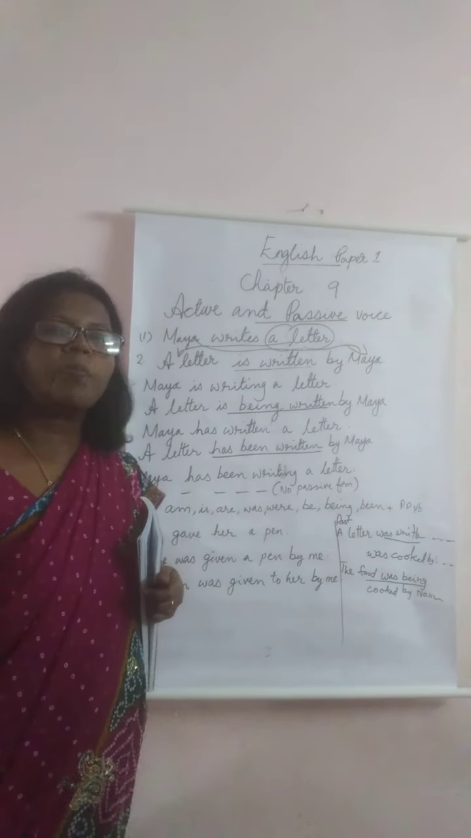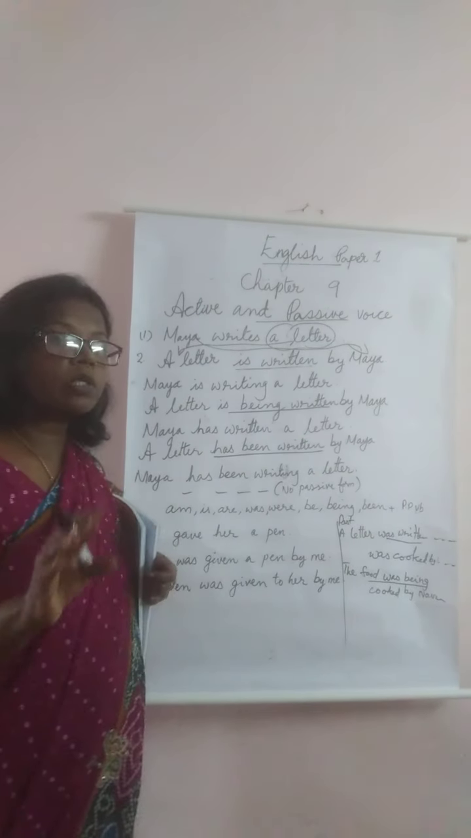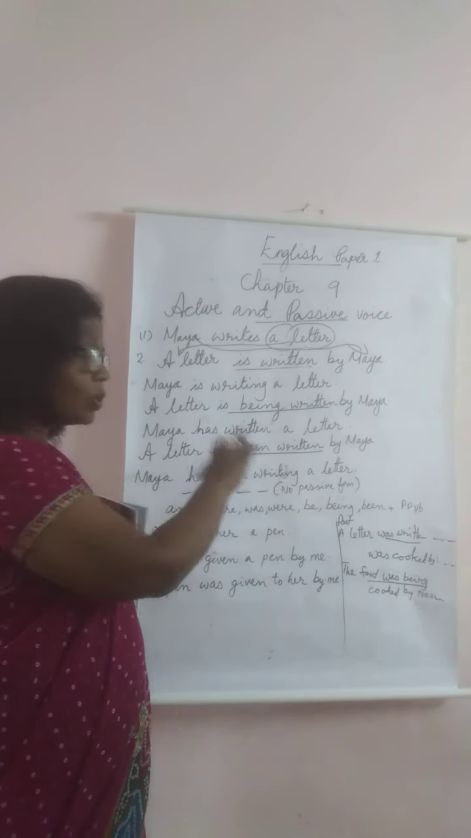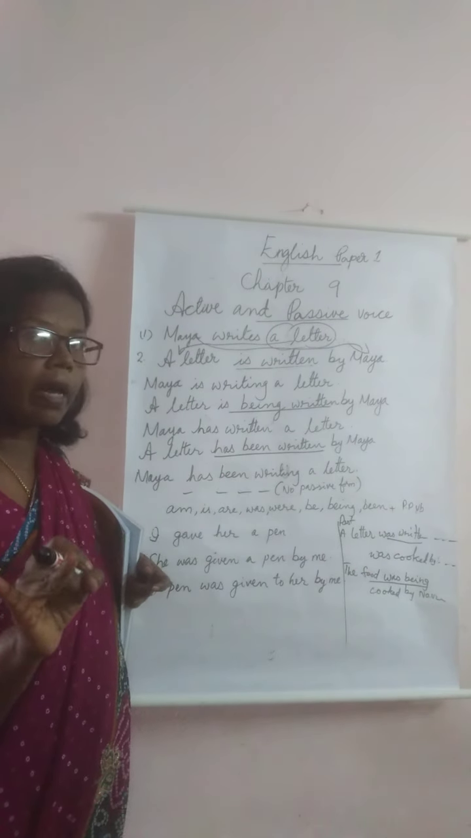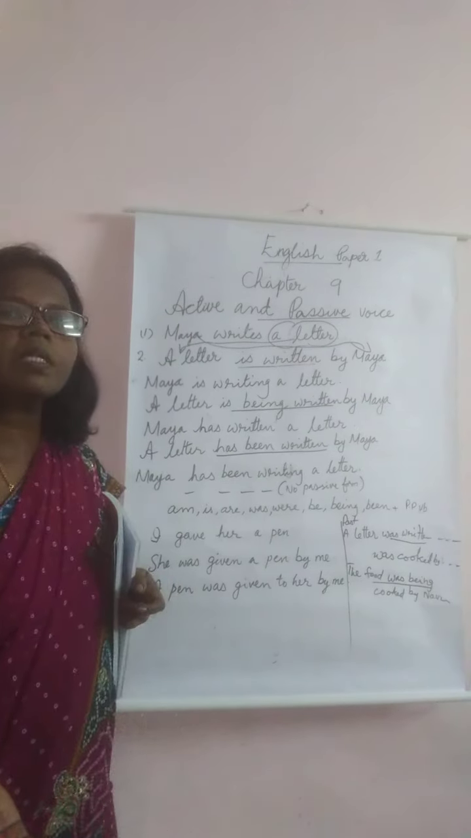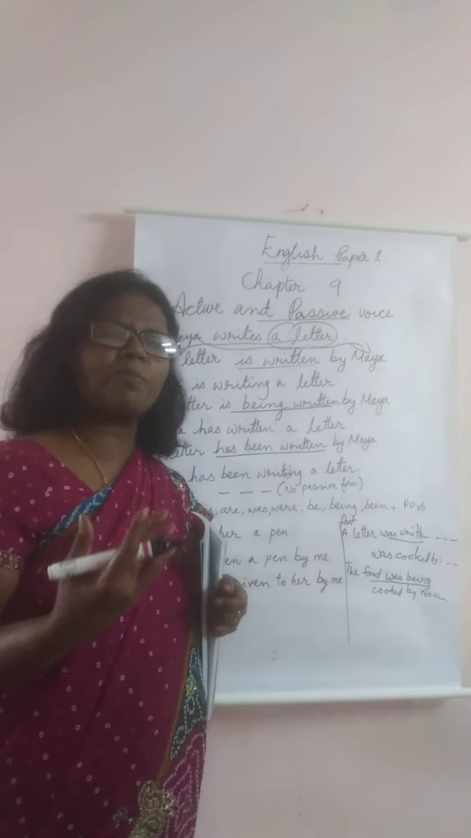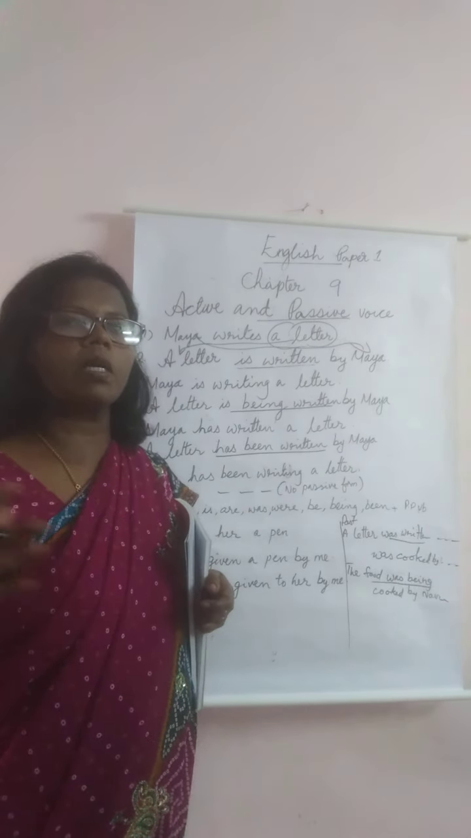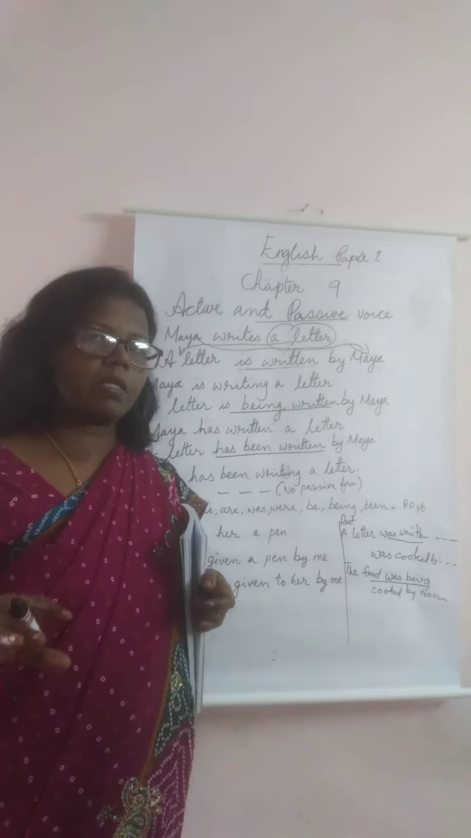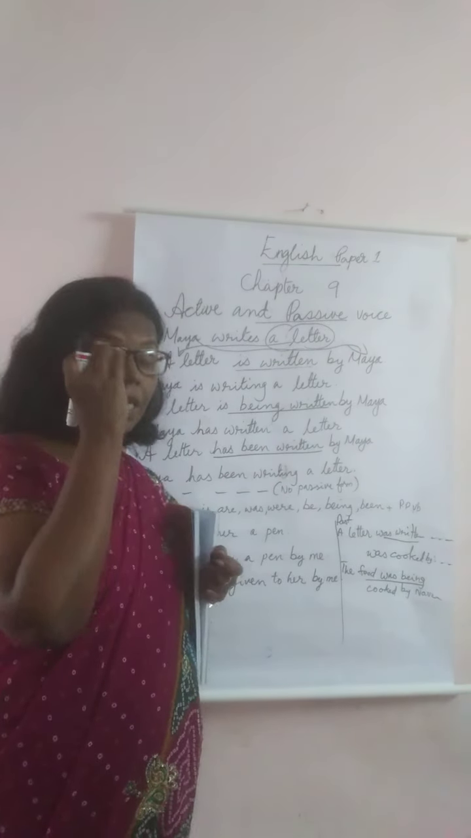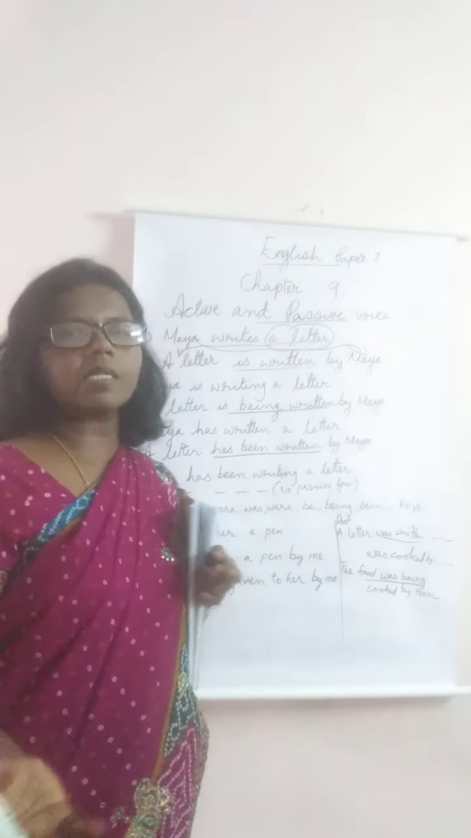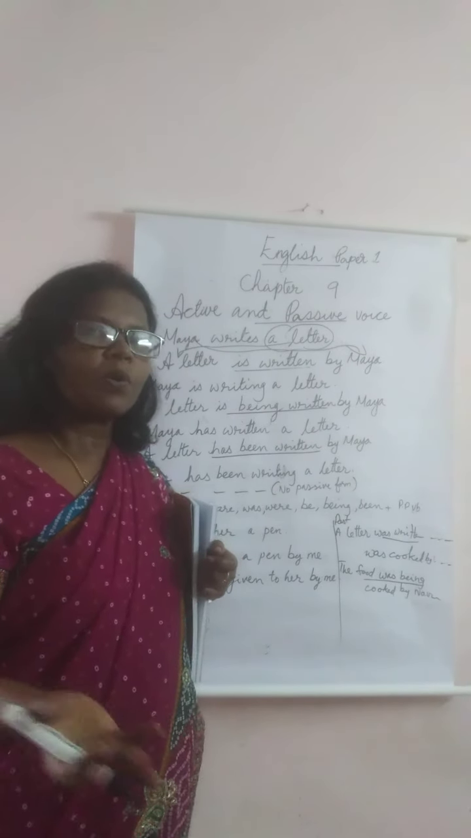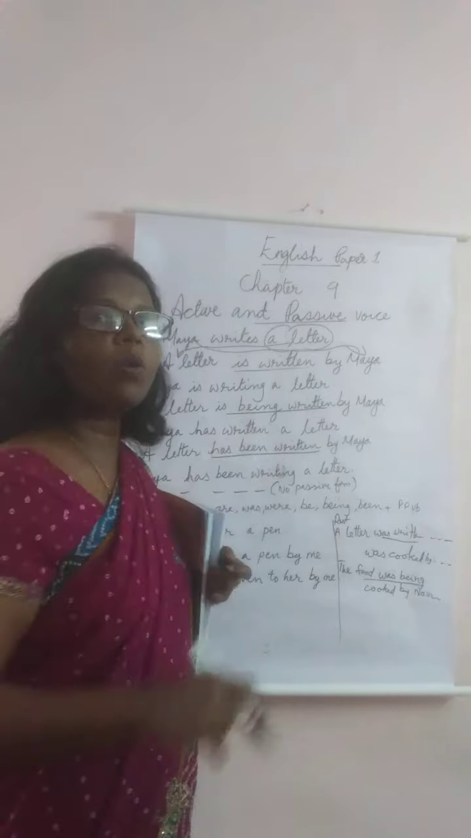Now, past perfect. In perfect tense, I told you, you have to use has or had. So in present perfect, you have to use has or have. In past perfect, whatever the subject is, it is easy for you. Whether the subject is I, you, we, they, he, she, it, all the subjects take had. I had written a letter. She had written a letter. You had written a letter. We had written a letter. They had written letters. So had goes with all the subjects.